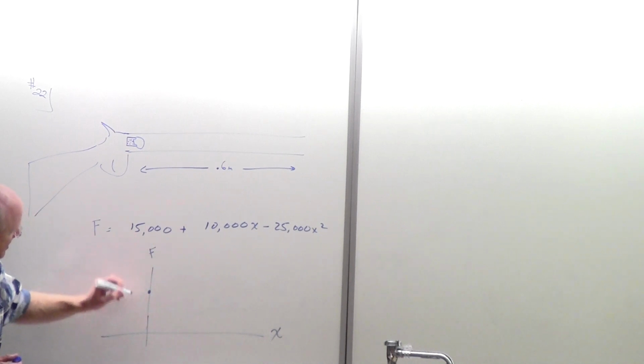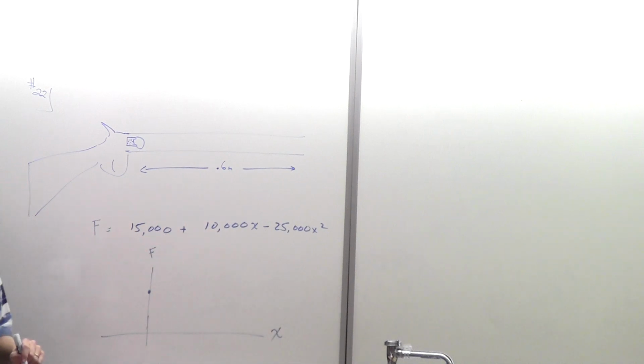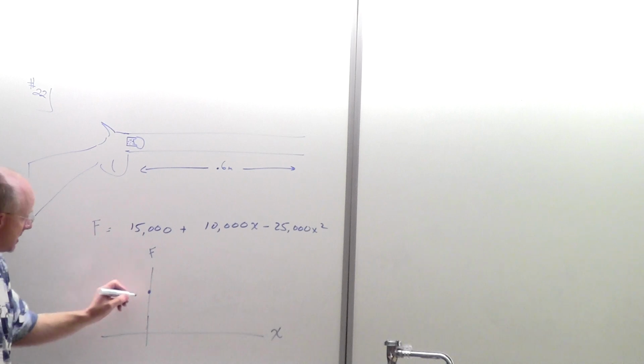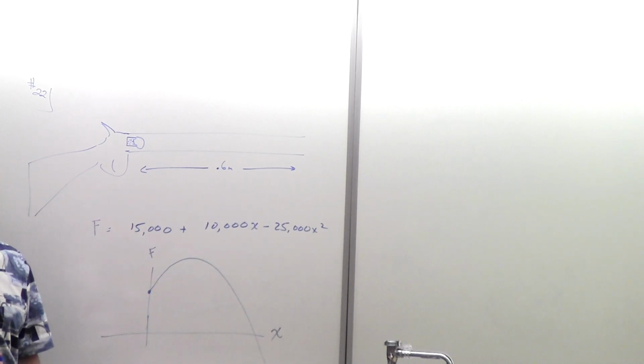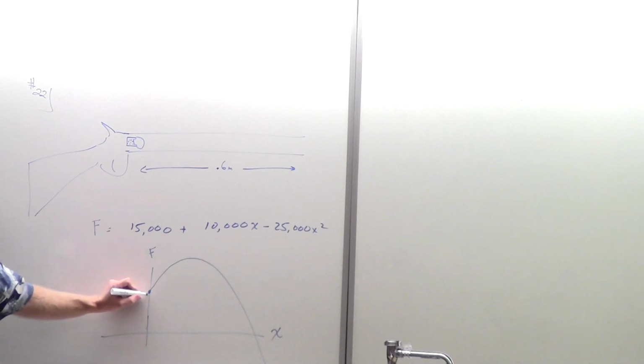Okay, so at x equals 0, you can see it's 15,000. And as x increases, it must look something like that. So there's my parabola. And of course, I guess this would be the other part of that equation for negative x's, but we don't need negative x's for our problems. So maybe we should examine this a little bit.